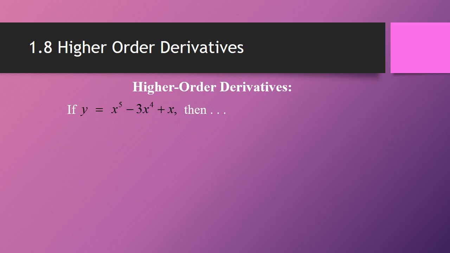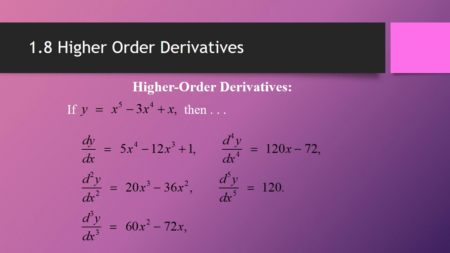So, if y equals x to the fifth minus 3x to the fourth plus x, then we have all of this. dy/dx is 5x to the fourth minus 12x to the third plus 1. The second derivative, and there's the notation. You see the different notations for second, third, fourth, and fifth there using Leibniz notation.